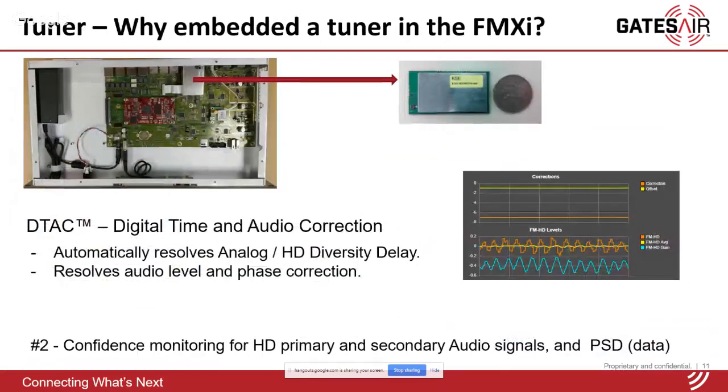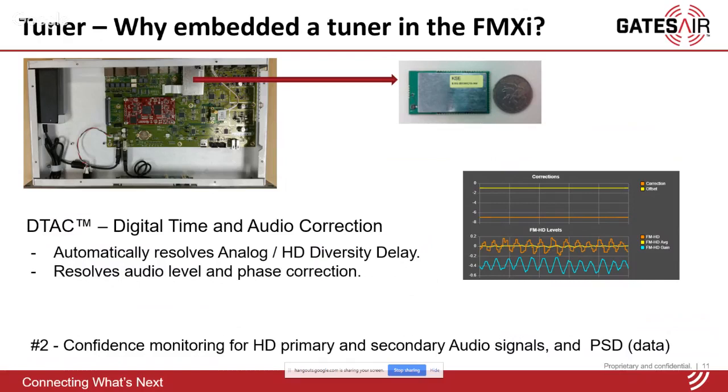As I mentioned, we've embedded this tuner inside the box, and we use the term DTAC for the digital time and audio correction. And what this tuner is doing is it's monitoring both the analog and the digital and keeping everything in sync and in time. It also has the ability to look at the relative audio levels and phase of the analog and digital signals to make sure that they're correlated and in line with each other. We'll talk about it a little bit later, but when the digital HD radio blends from analog to digital, having that correlation is very important.